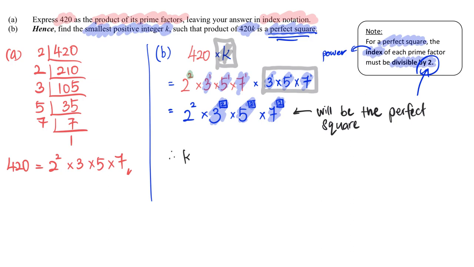So therefore k is equal to 3 times 5 times 7. And what value is 3 times 5 times 7? 105. We have come to the end of this video.